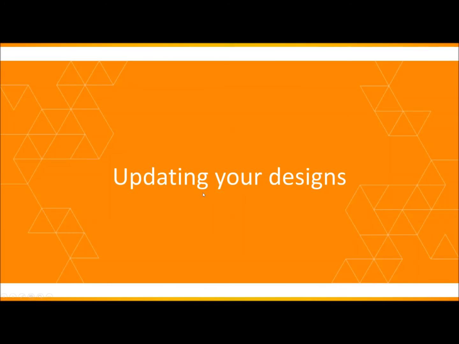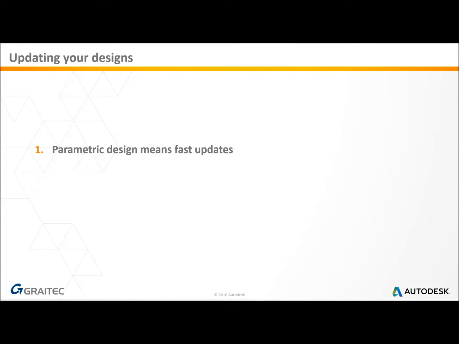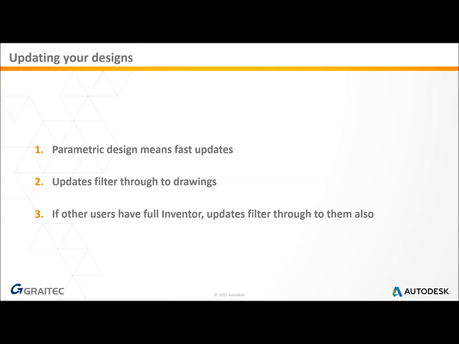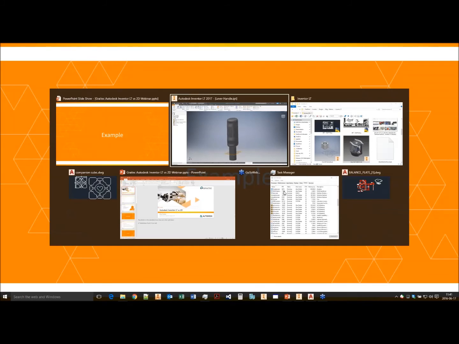So in terms of updating your designs with Inventor LT, the parametric element of Inventor means that if you change a dimension, a parameter, the updates are instantaneous. The updates filter through to drawings, and as I've already said, if other users have full Inventor, updates filter through to them as well. So let's take a look at a couple of files that I've put together for this. So I'll pop back into Inventor once more.